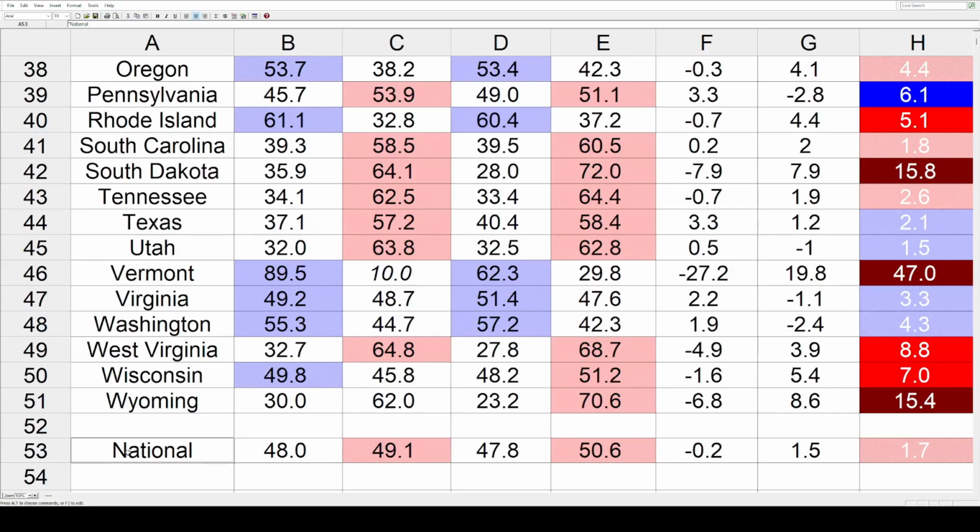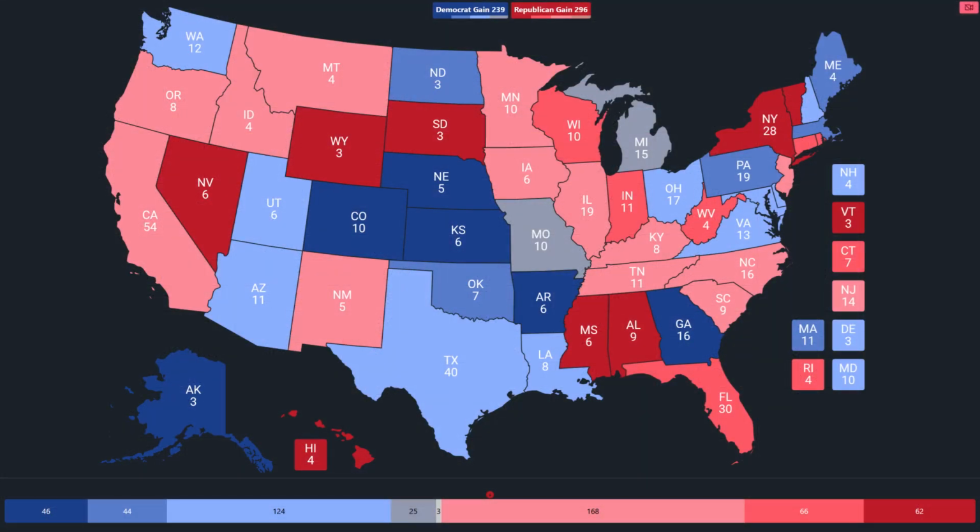Now, if you want to help visualize this data, we could take it all and put it on a map. If we do that, here it is. We've got similar shading. The darkest colors are 10 or more points. This time, the very lightest colors are going to be under 1% shifts. We're going to say those are the tilt margins. That's going to be in Missouri and Michigan.